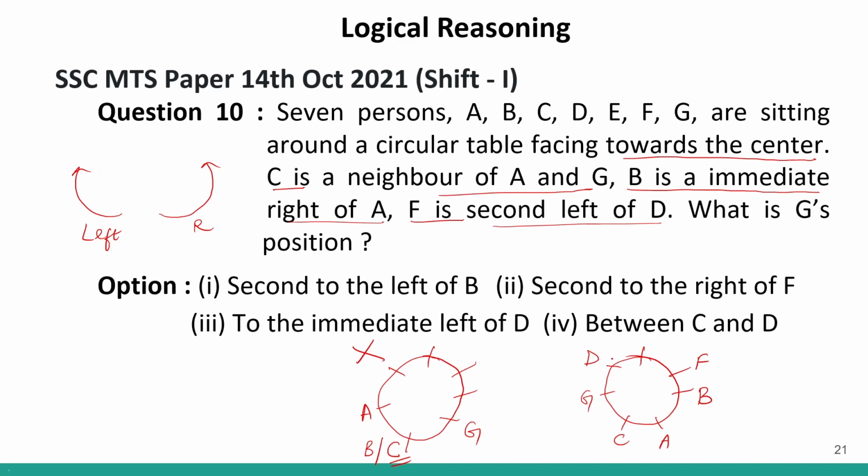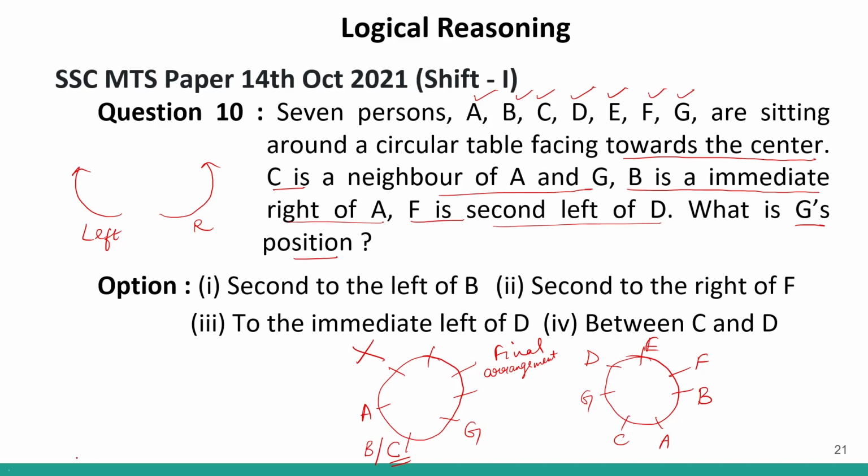So F is second to the left of D. And we have placed how many people? We have placed A, B, C, D, F and G. So E is not placed yet. We will place E over here. So this would be the final arrangement. Okay. We have to find out G's position.